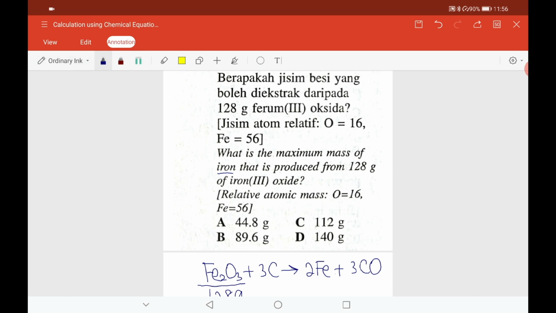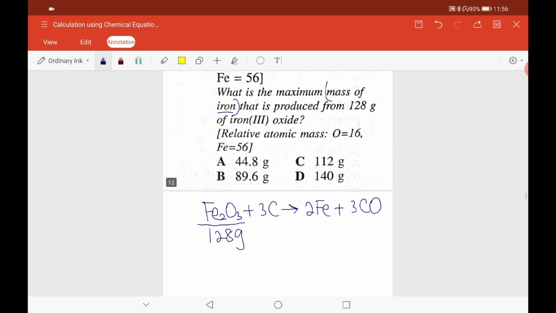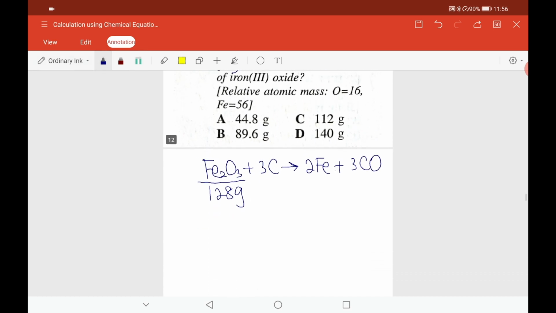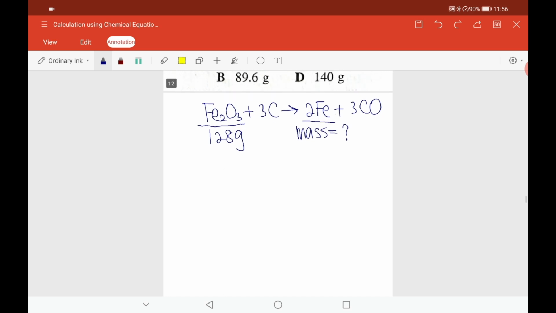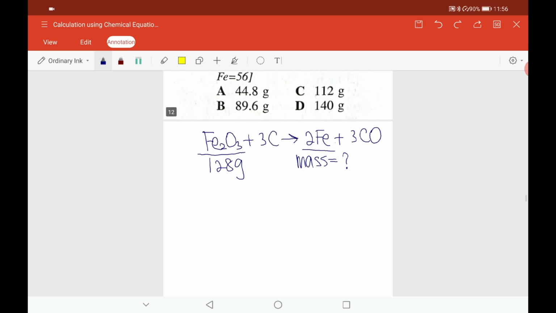So we are looking for the mass of iron. From the equation, we underline the iron and write down what we want: mass. By doing this, we have already identified what we have and what we want. Next, always start with mole. Always convert what we have into mole first.